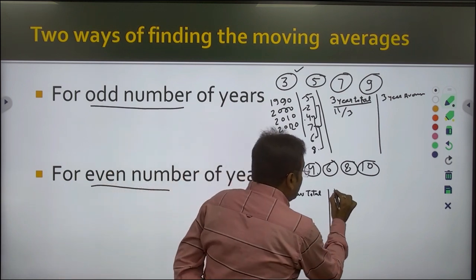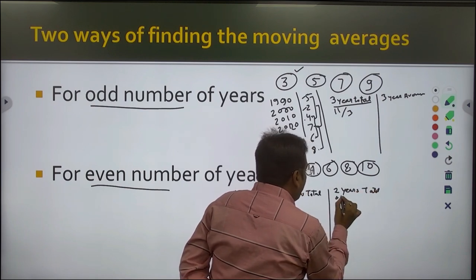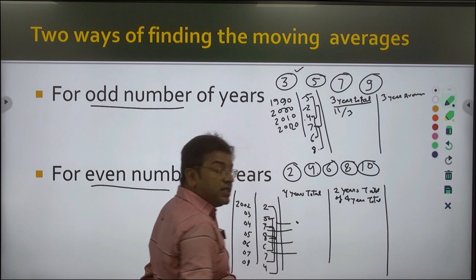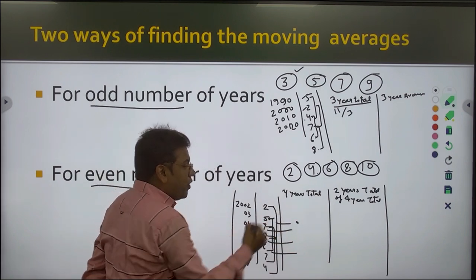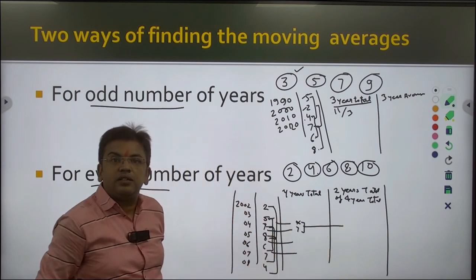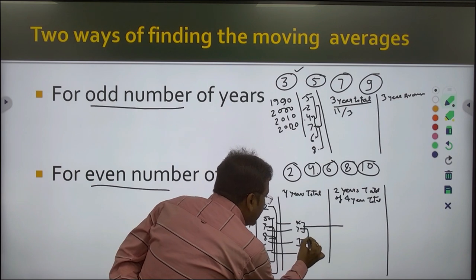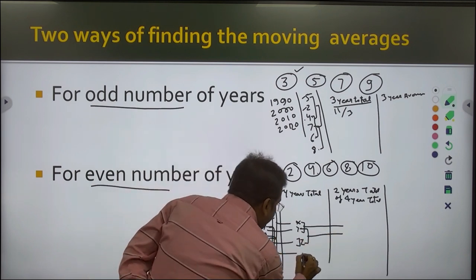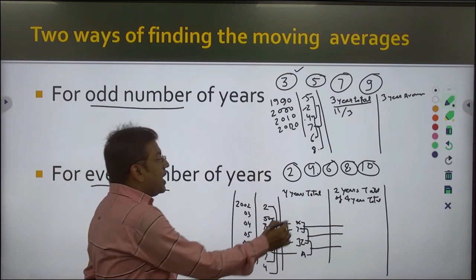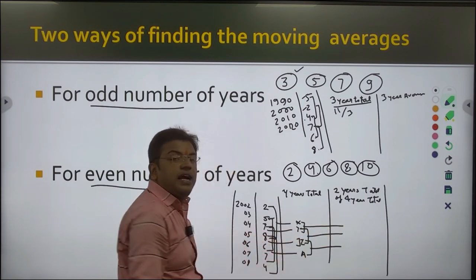Now what you have to do is take the 2 year total of the 4 year total. These two values, if it is X and Y, you are adding them and writing the result over here. If it is Z, you are adding Y and Z and writing it over here. If it is A, you are adding Z and A and writing it over here. Clear? So in this step you are going to take two values, add them, and write the result over here.